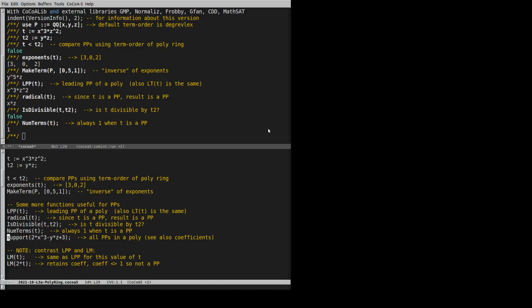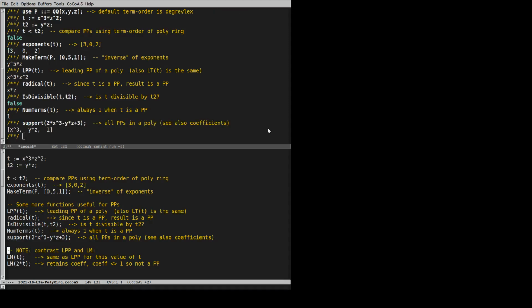And the support. So the support of a polynomial, we've seen that before, and that actually gives me a list of, well, it's a list of power products, but since they're represented in CoCoA-5 as polynomials, these are all polynomials. In particular, this last one, the 1 here, is not an integer, but it's actually a polynomial. So it'll be 1 times x to the power 0 times y to the power 0 times z to the power 0, although it prints out the same as an integer.